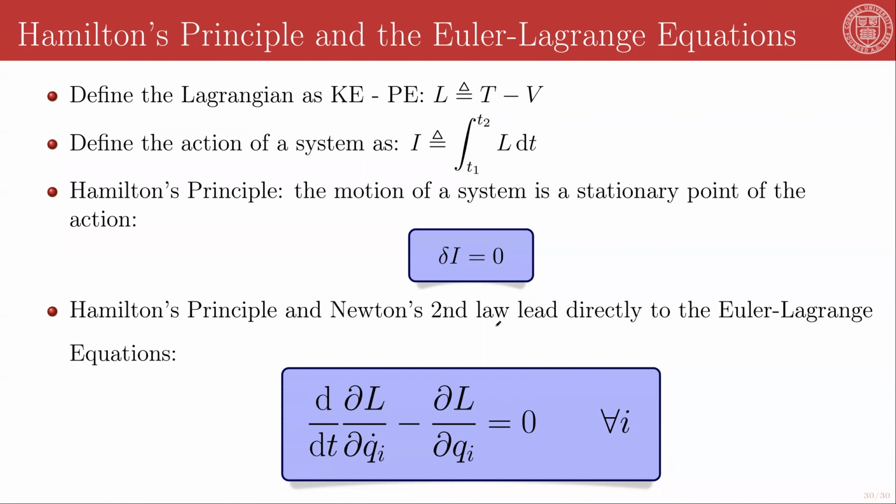An important caveat here is that Hamilton's principle applies directly to what are known as monogenic systems. And that means that all non-constraint forces are derivable from a generalized scalar potential that is a function of the coordinates, the velocities, and the time of the system. So that's a monogenic system. So let's take a look. How do we get from this to this?